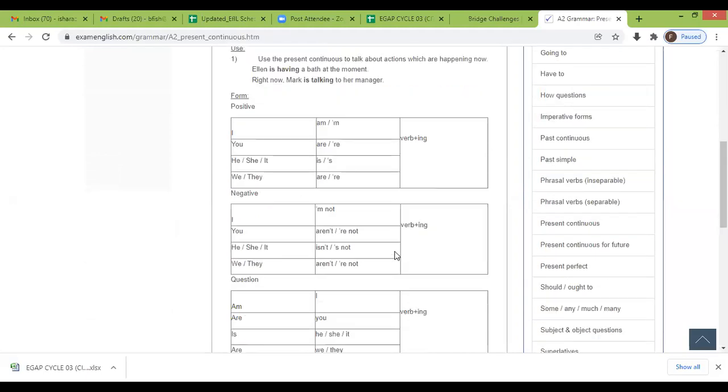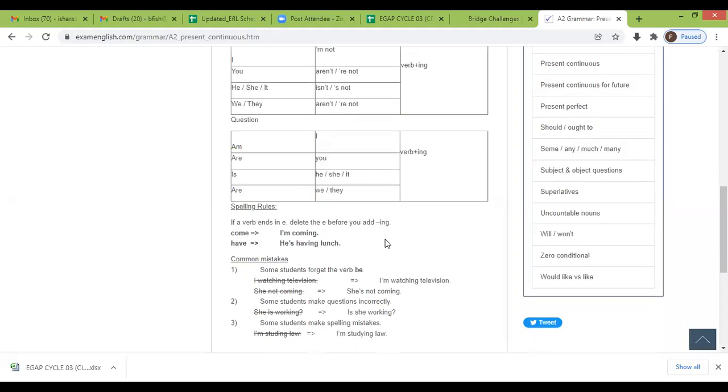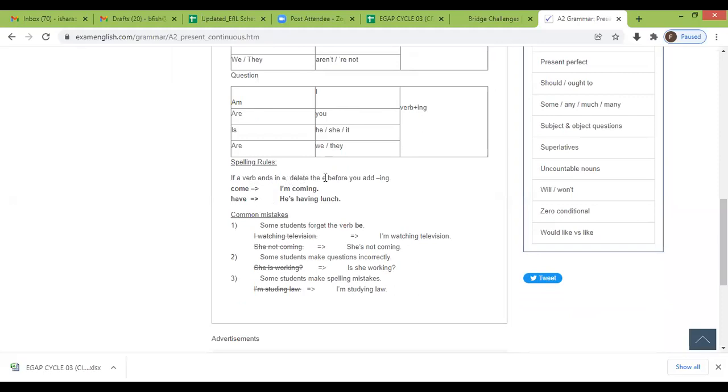Then we go to the negative form. I am not, you are not or you aren't, he, she is not or isn't, we, they aren't or are not, and the verb. Then we come to the questioning form: am I, are you, is she, are we. So the rules are explained here. If a verb ends in E, delete the E before you add ing, because that ing form always tells the continuous tense form. And he's having lunch. So for having, you contract the verb. You can say he is having lunch or he's having lunch, also okay.